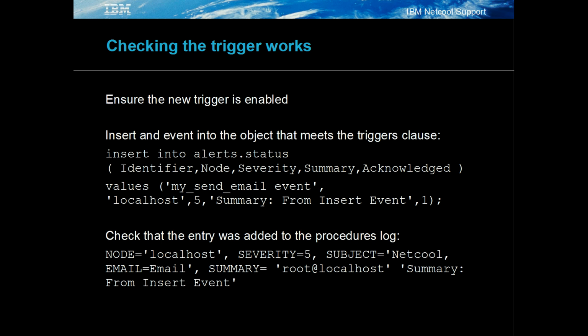Insert a test event that will cause the newly created trigger to fire and run the custom sendmail procedure. Check that the grade field was set to 2. Check that there is a new entry in the procedures debug log file and that the parameters are correct.